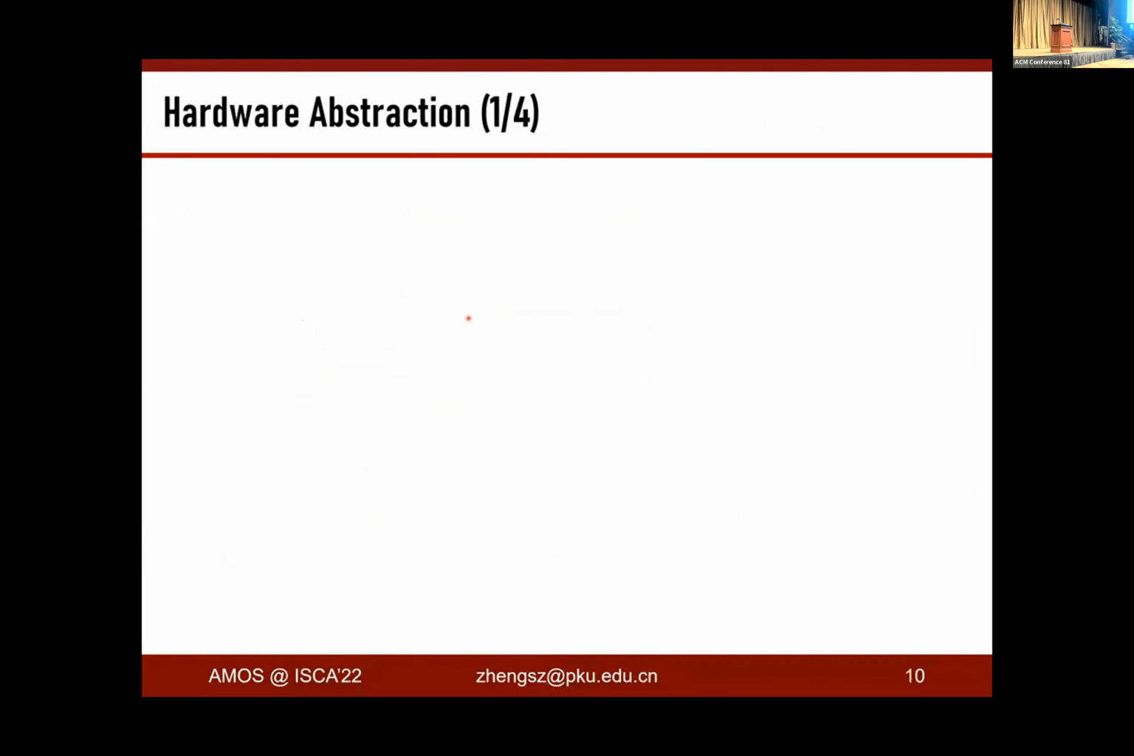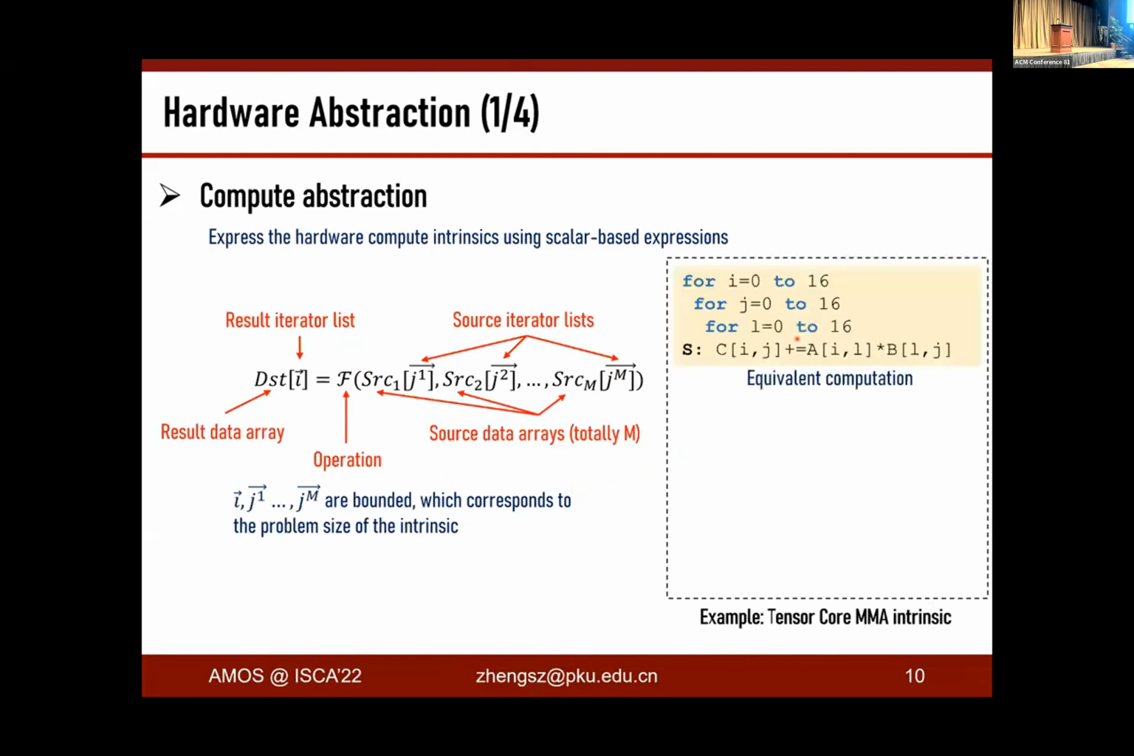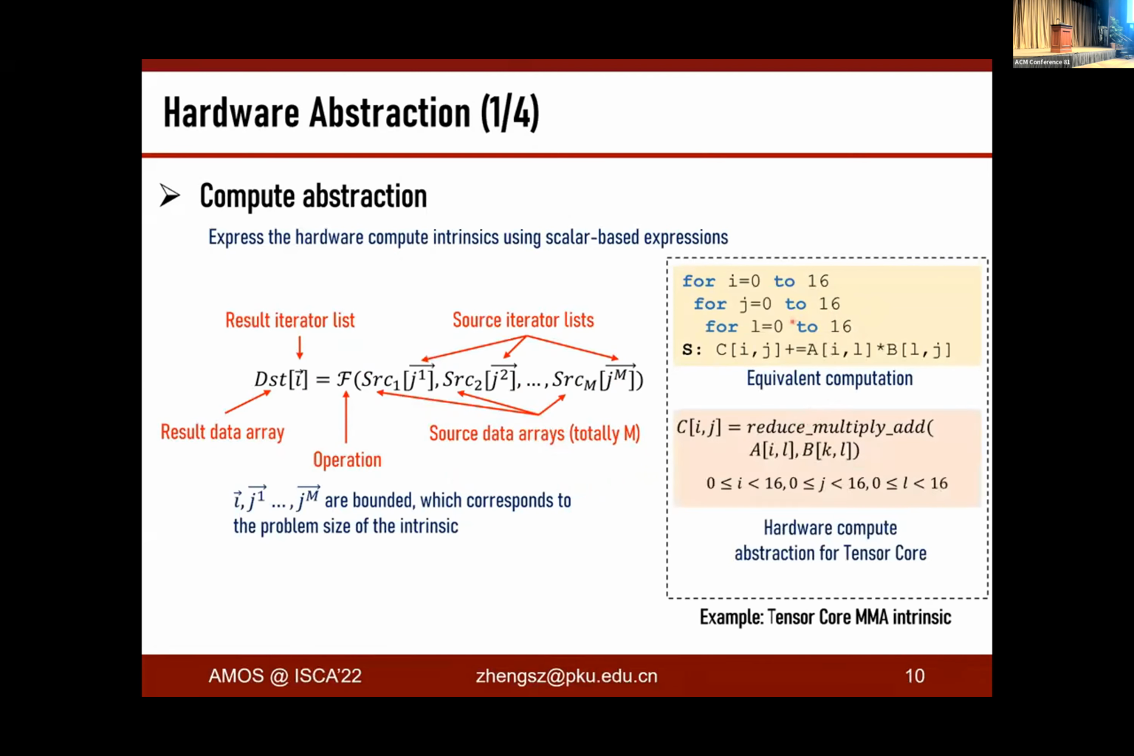To introduce our hardware abstraction, let's first focus on the abstraction for compute intrinsic, which is called compute abstraction. The compute abstraction expresses the computation logic of an intrinsic using the data arrays and the indices. Usually, the iterator indices are bounded because the problem size of the intrinsic is fixed. Take Tensor Core as an example. One MMA sync intrinsic computes a 16x16x16 matrix multiplication, which can be expressed in three loops. Our compute abstraction for Tensor Core is shown in this slide, which captures the nested loops in one expression.